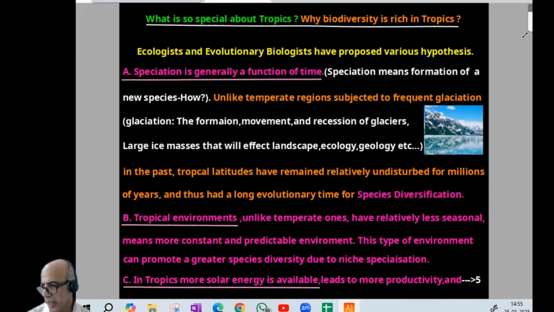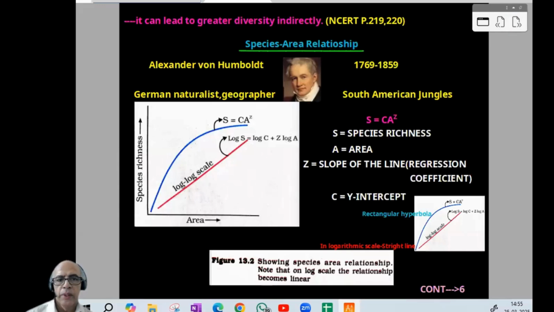I think the idea is clear. We can proceed to the next. Those 3 points are important for theory and the NEET exam. Now, next is the species area relationship. It's another interesting area in this biodiversity. Many experiments were done by many scientists.